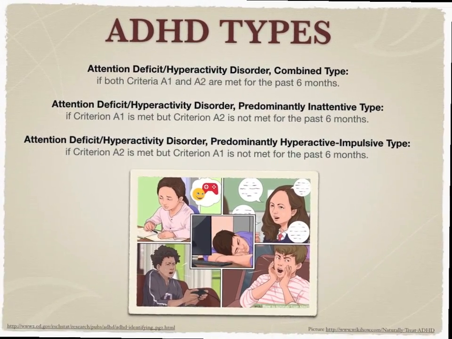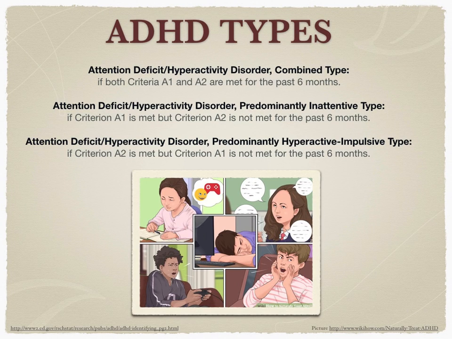ADHD has 3 types. Combined type has both A1 and A2 from the previous slide for the past 6 months. Predominantly inattentive type, which has A1 that is met in the past 6 months. And then there's predominantly hyperactive impulsive type, which is criteria A2 is met for the past 6 months.